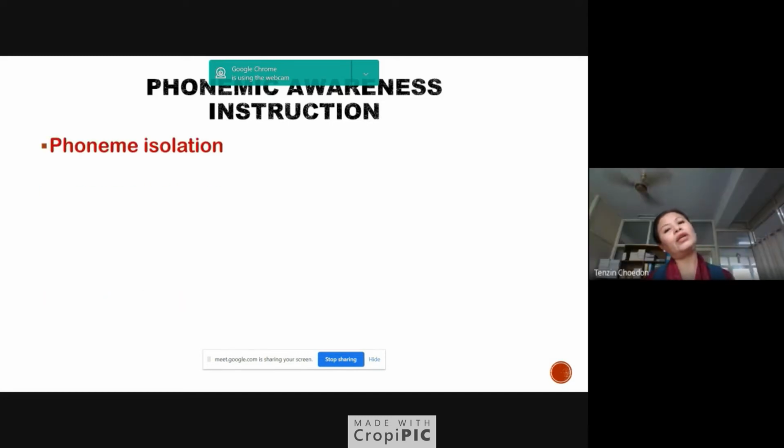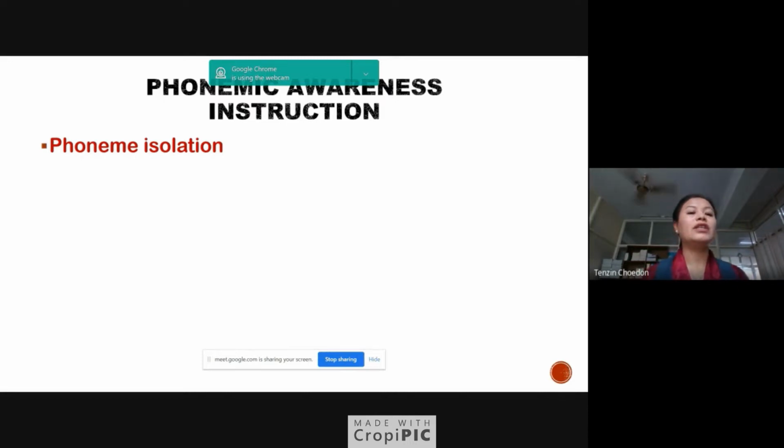Okay, so how can we help children develop awareness about phonemes? Phonemic awareness instruction: how, as a teacher, you can help your children develop phonemic awareness. There are certain stages, or activities, with which you can engage your children in the class where they can learn about and develop phonemic awareness.